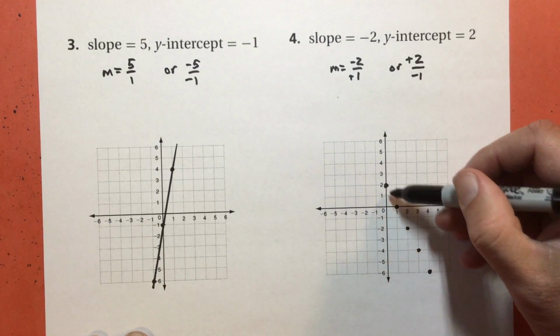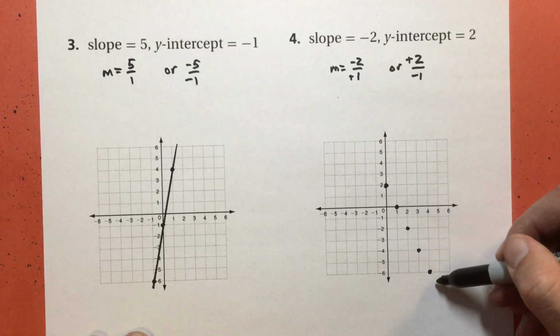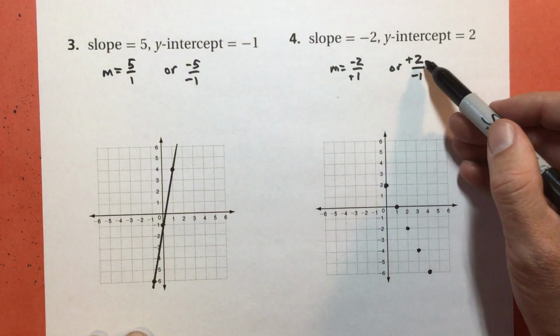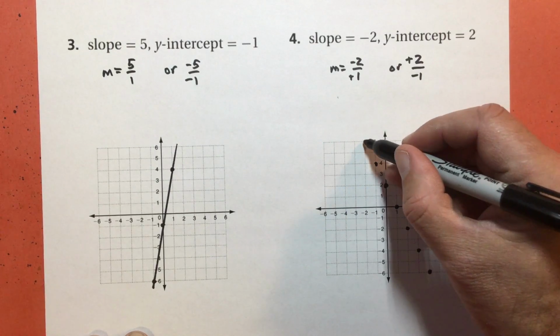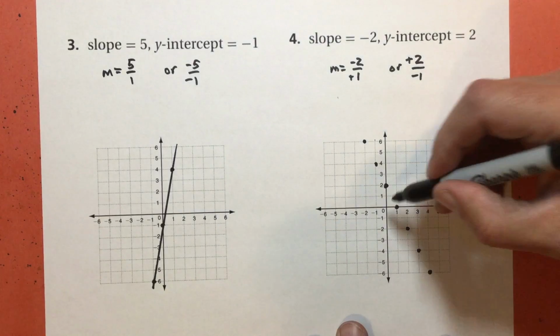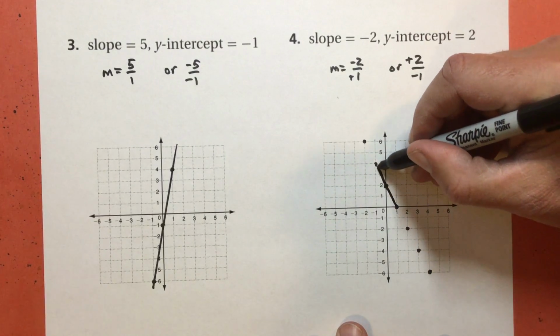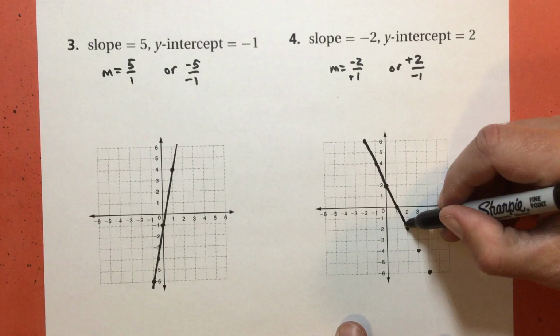And I got all these points on the line that are going this direction, or up 2, left 1, 1, 2, left 1, 1, 2, left 1. And that graph is going to look like that.